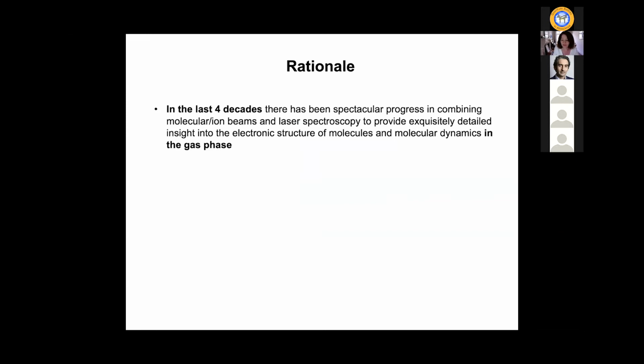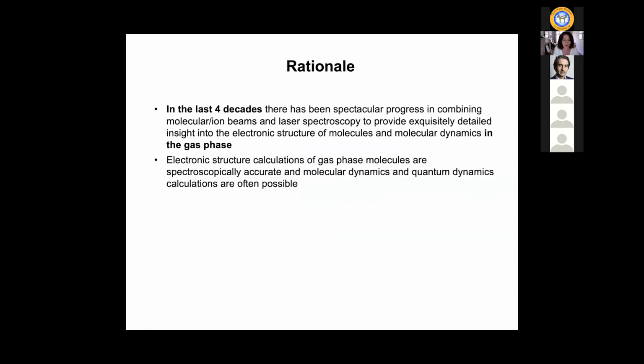Over the last 4 decades, without a doubt, there's been amazing progress in gas phase spectroscopy, and it's possible to get exquisite amounts of detail into the electronic structure of molecules and molecular dynamics. And also, in terms of theory, electronic structure calculations for gas phase molecules are spectroscopically accurate, and molecular dynamics and quantum dynamics calculations are also possible.